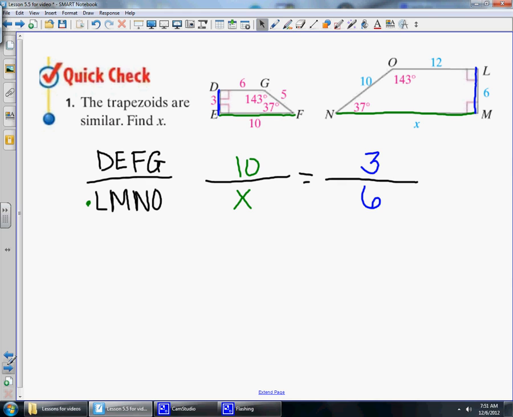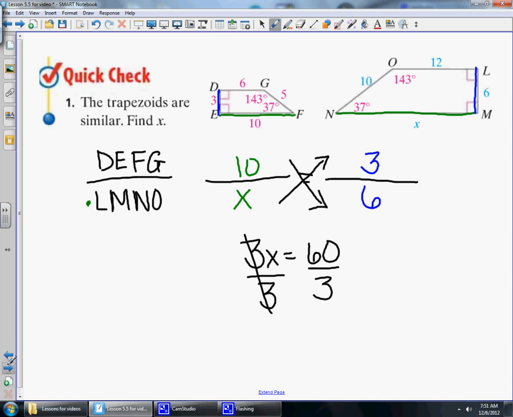So now we're going to solve the proportion. We're going to cross multiply and set the cross products equal to each other. So 3 times x is 3x, and that equals 10 times 6, which is 60. So to solve, we divide by 3. 3x divided by 3 is 1x, and 60 divided by 3 is 20. So that means the length of x is 20 units.